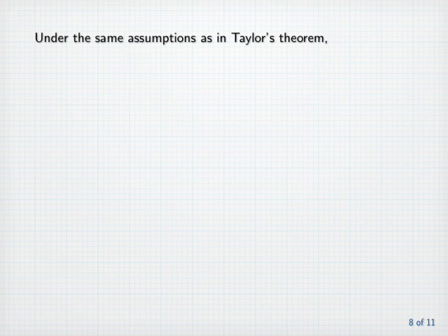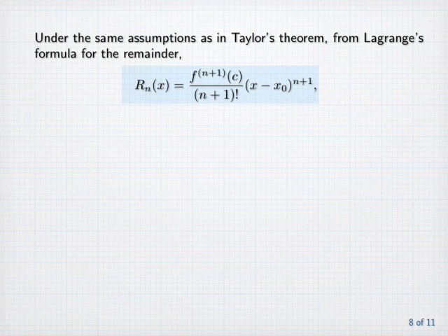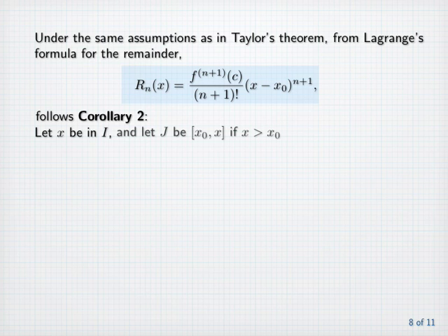Under the same assumptions as in Taylor's theorem, from Lagrange's formula for the remainder follows Corollary 2. Let x be in I, and let J be the closed interval from x0 to x if x is greater than x0, and the closed interval from x to x0 if x is less than x0.